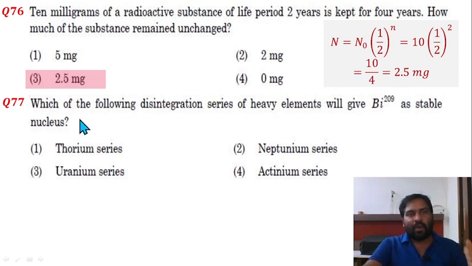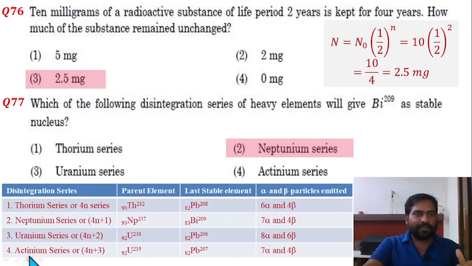Question 77. Which of the following disintegration series of heavy elements will give bismuth 209 as a stable nucleus? There are 4 important series: thorium, neptunium, uranium and actinium. They are also termed the 4n series, 4n plus 1 series, 4n plus 2 series and 4n plus 3 series. The Neptunium series gives the last stable element as bismuth. It is asking for this last element. So the 4n plus 1 or Neptunium series is the correct answer, option 2.